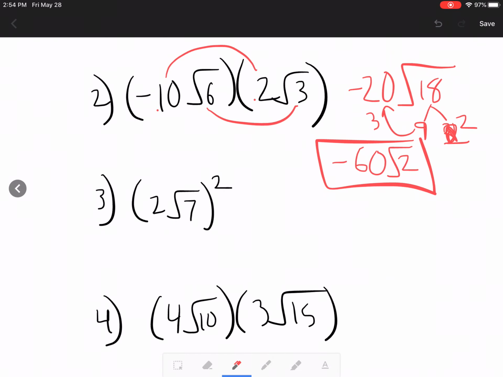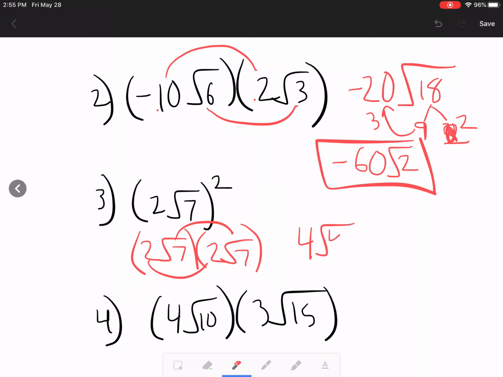Number 3 here. This can be written out twice: 2 square root 7 times 2 square root 7. Again, my cohorts, outside, inside. 4, and then when I multiply my square root 7 together, that's going to give me square root 49, which is just 7. So 4 times 7 is 28.